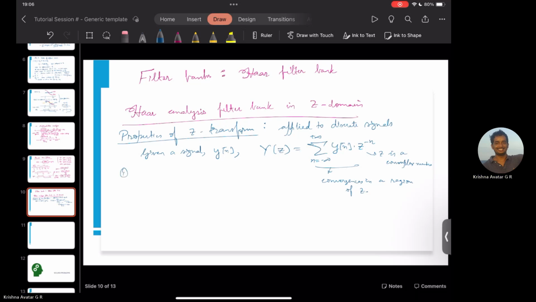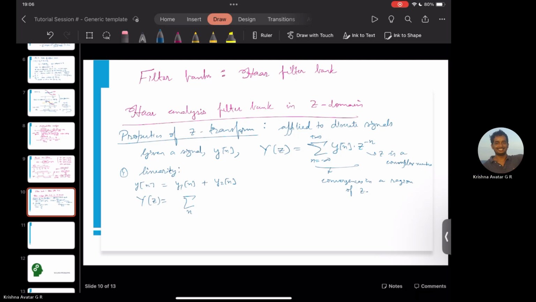First of all, linearity. So the Z transform is also a linear process, right? It has this property of linearity. So this implies that, say, you have a signal y of n equal to y1 of n plus y2 of n. Then Y of z, well, you understand the lower and upper limits for the summation operation.